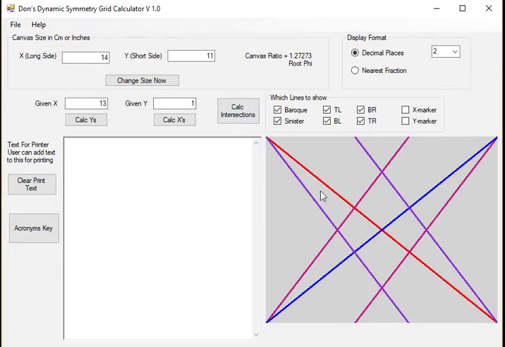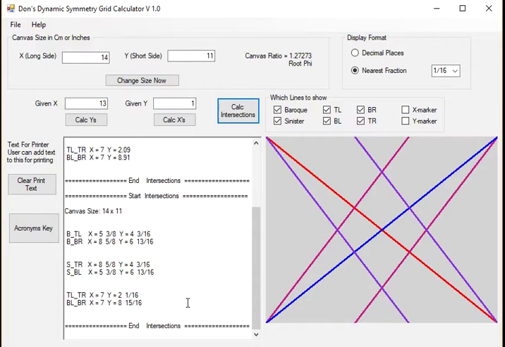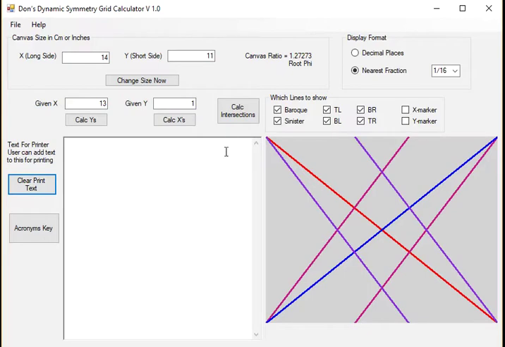So if I want to find out where the intersection points are, this point, this point, this point, this point, and so on, I click on this, and it prints out the values. Now you notice I've got them in decimal points, but if I go up here and change over to fractions, and click this again, it prints out in fractions. This makes it useful for working in centimeters or in English inch measurements. Of course, I can clear this print screen here.